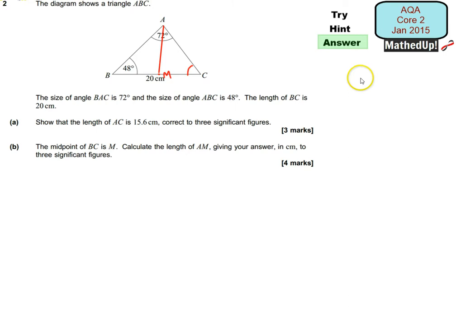Okay, so for the next part of this video, I'm going to go through the full solution to this question. We need to show that the length AC is 15.6 centimeters. So I knew this angle here is 72 degrees and the side opposite is 20 centimeters. And I'm trying to work out this length AC knowing the angle opposite it. So I'm going to use the sine rule.